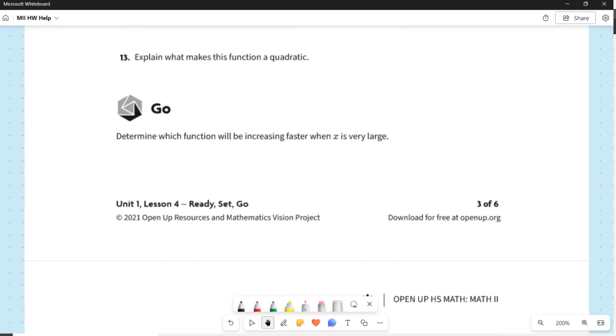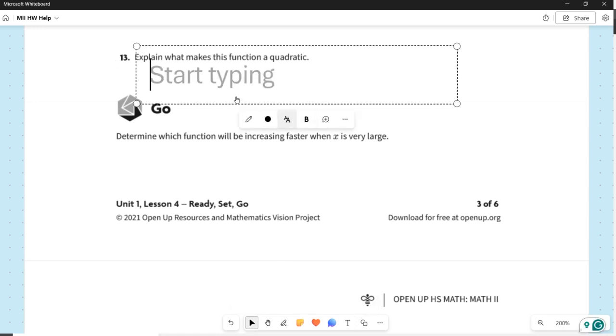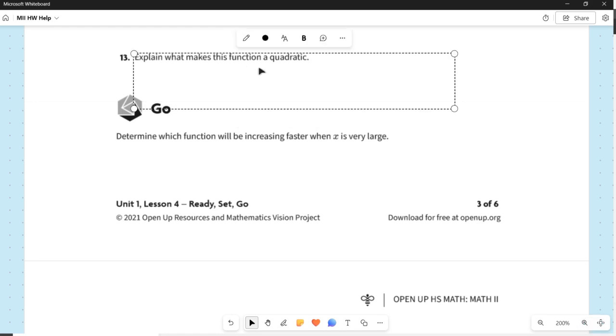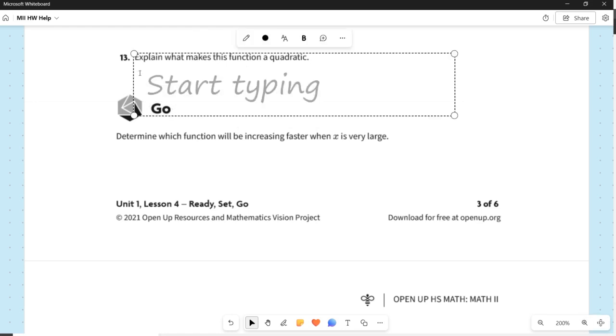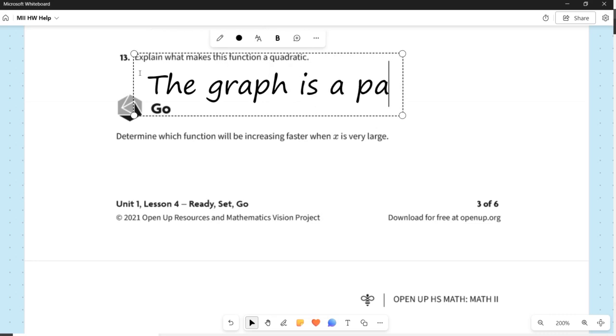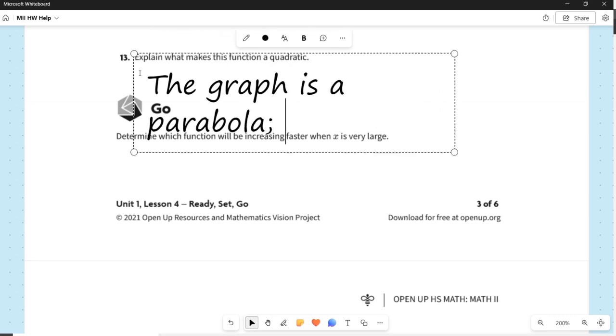Question 13, explain what makes this function a quadratic. So there's actually a lot that you can say here. I don't think that you would need to include everything that I am about to type, but you should include maybe one or two of them. So what makes this function a quadratic? Well, one thing that makes it a quadratic is that the graph is a parabola.